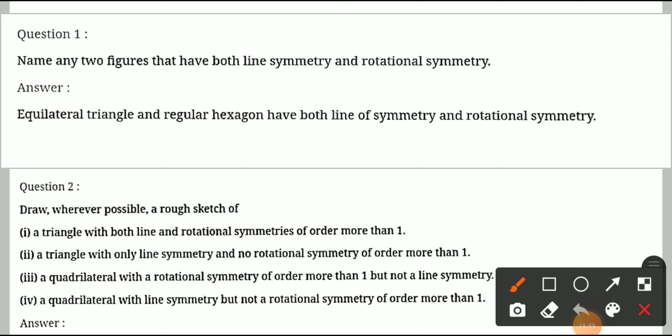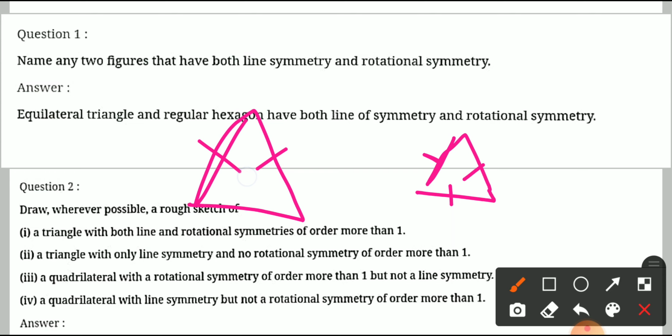A triangle with both line symmetry and rotational symmetry of order more than 1. So there we have only one triangle, which is the equilateral triangle. Okay, so you can draw a rough sketch of an equilateral triangle like this. If you draw a triangle and afterward draw these marks, it shows that these two lines are equal, and if you draw another mark, it shows that all three sides are equal. Okay, so this is a rough sketch of an equilateral triangle. Also, after writing it, you write here which triangle it is. Equilateral triangle. Okay.